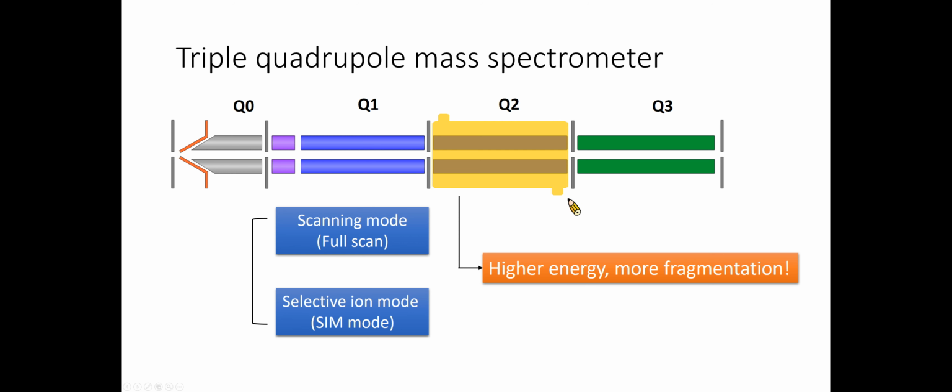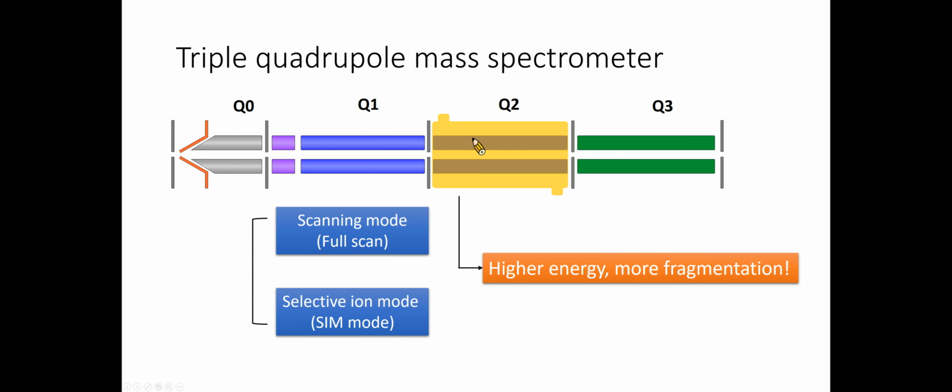As mentioned in our previous lecture, a quadrupole mass spectrometer can be operated in full scan or selective ion mode. In full scan mode, 99% of the ions are lost between the rods, resulting in poor full scan sensitivity. On the other hand, in SIM mode, 100% of the selected ion reaches the detector, bringing a high SIM scan sensitivity.